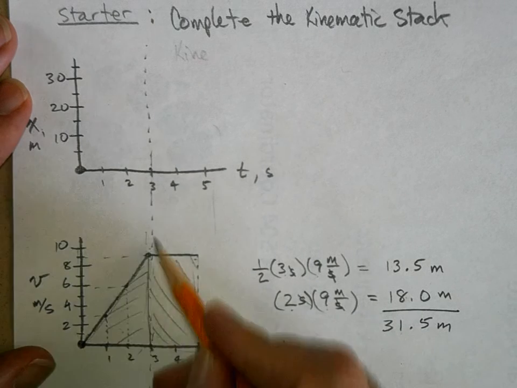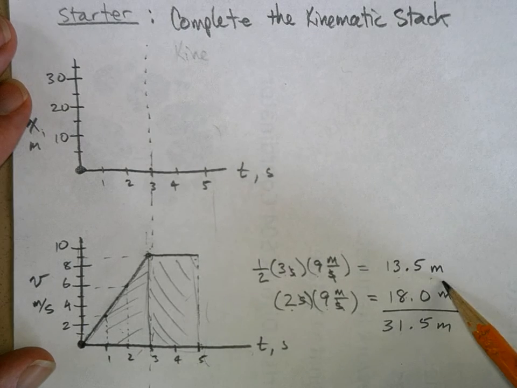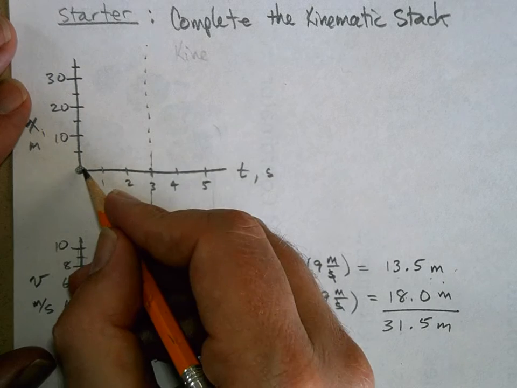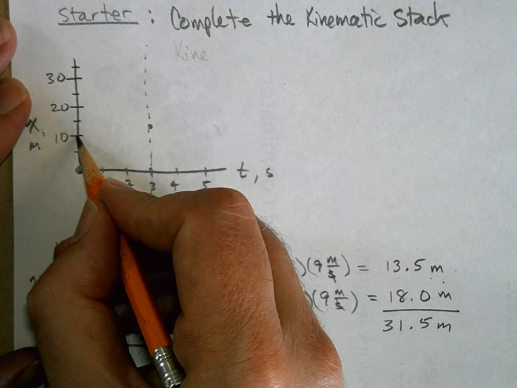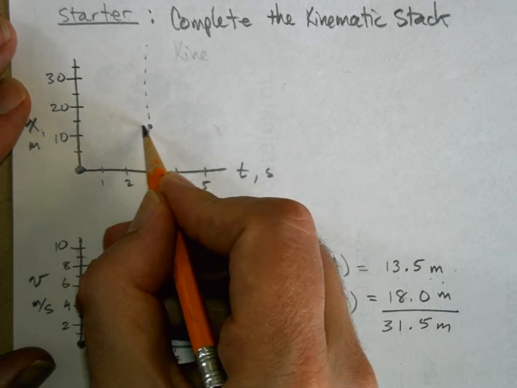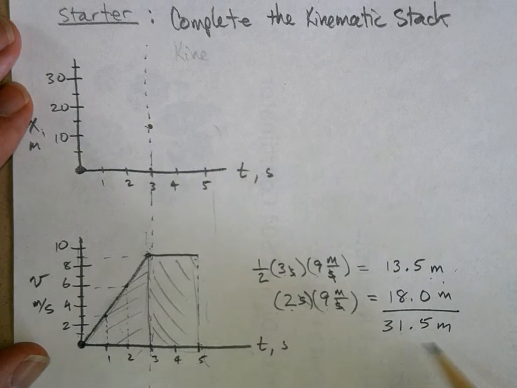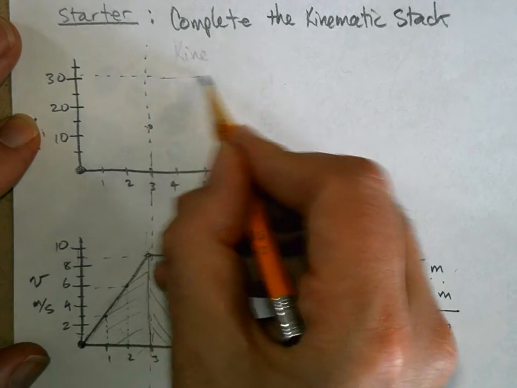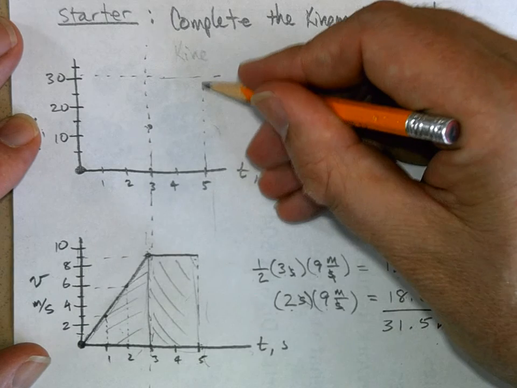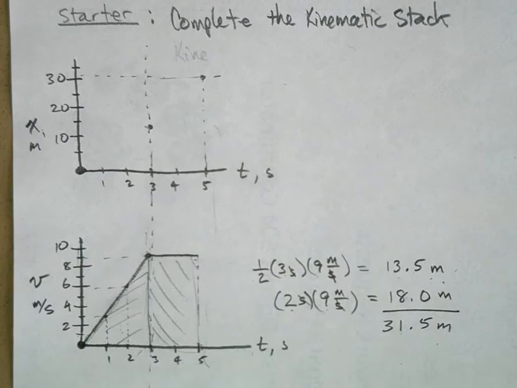Now, at 3 seconds, I know what my position is at 3 seconds. It's 13.5 meters. Well, where's 13.5? It's right about here. If this is 10, this is 15, so 13.5 is right about there. Now, I can draw this now. And then at the end, at 5 seconds, it's 31.5. So here's 31.5. It's kind of over here. Somewhere around like that. But now I got to get the shape of the graph right.